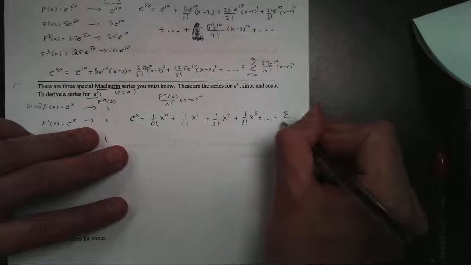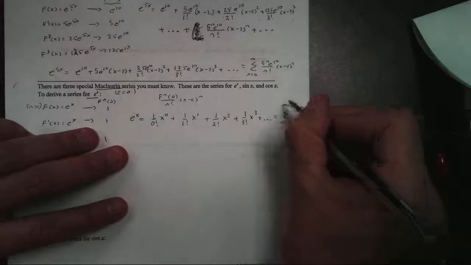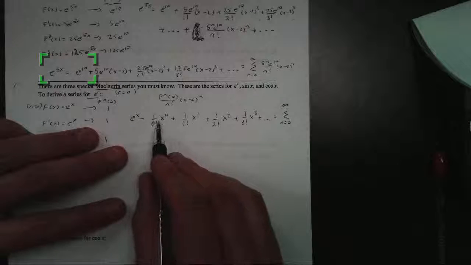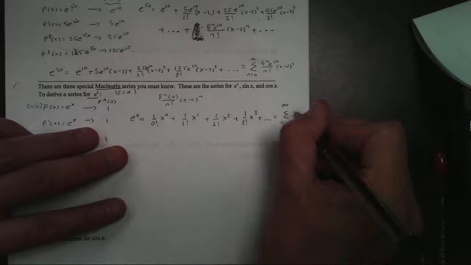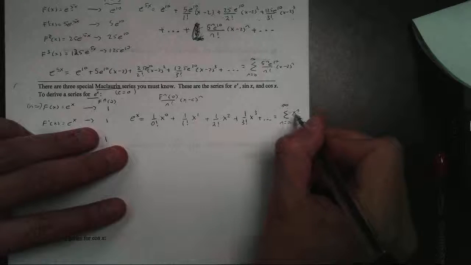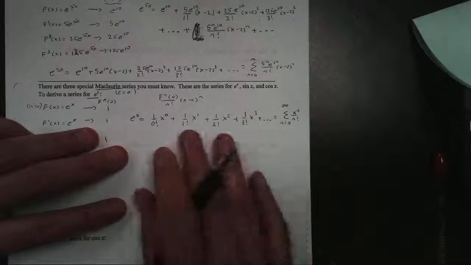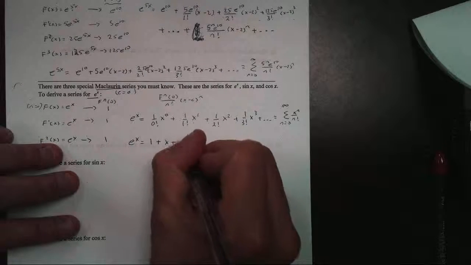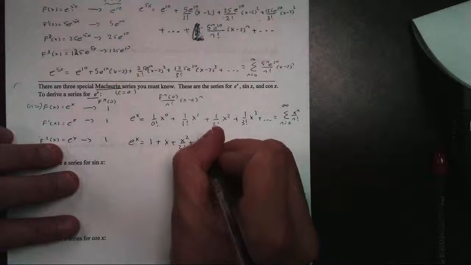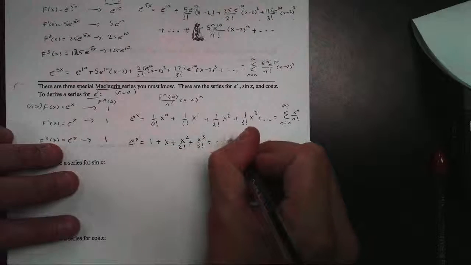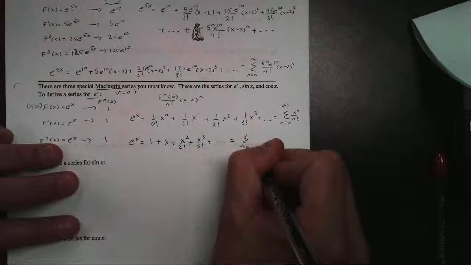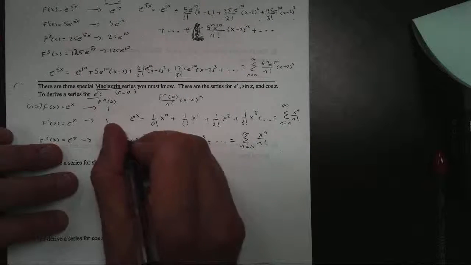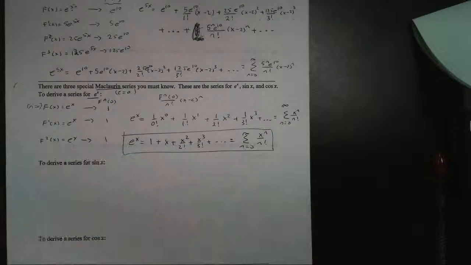Equals, and then I'm going to write my general term. n equals 0 to infinity. And I just look at the pattern. This looks like x to the n over, now look at that, n factorial. Now I can clean this up a little bit. This is just 1 plus x plus x squared over 2 factorial plus x cubed over 3 factorial plus dot dot dot, which is equal to my series, n equals 0 to infinity, x to the n over n factorial. And that's how we can write our series right here.